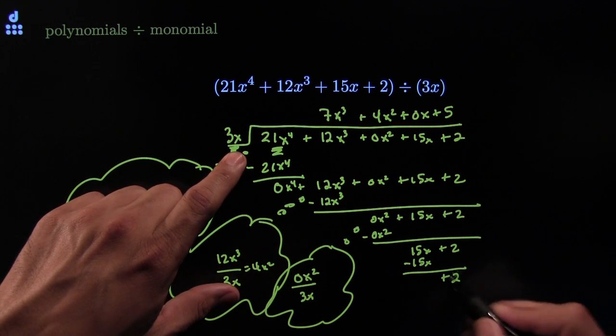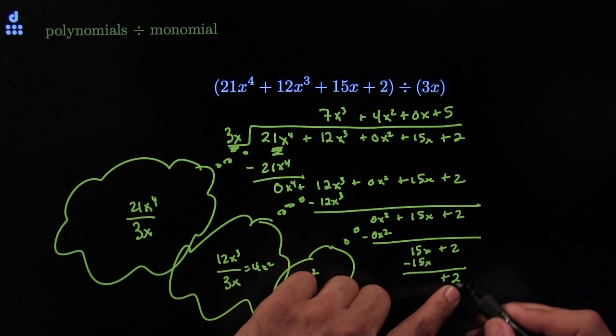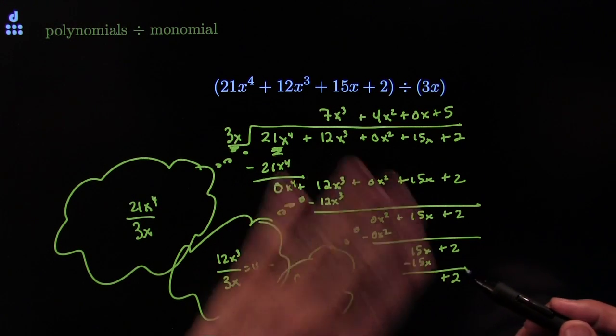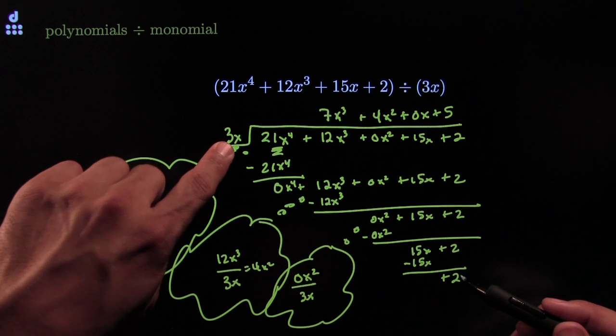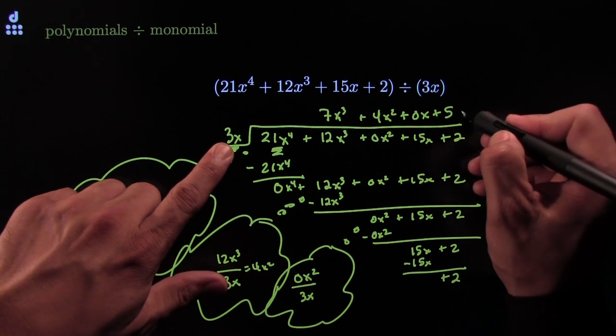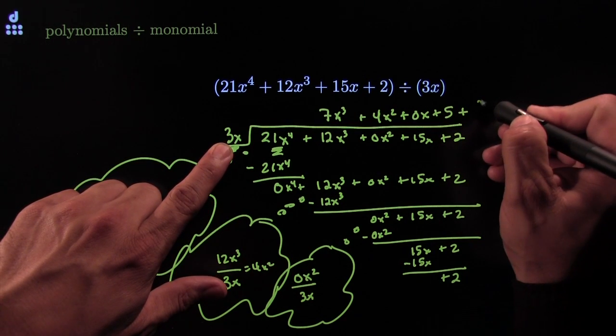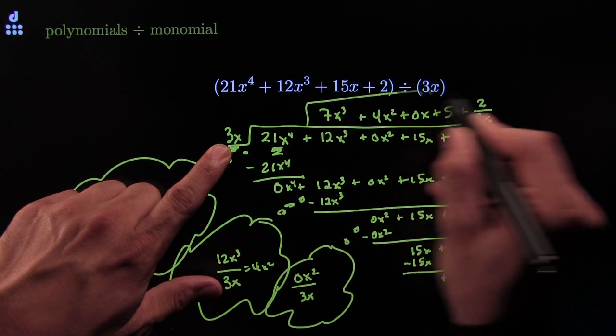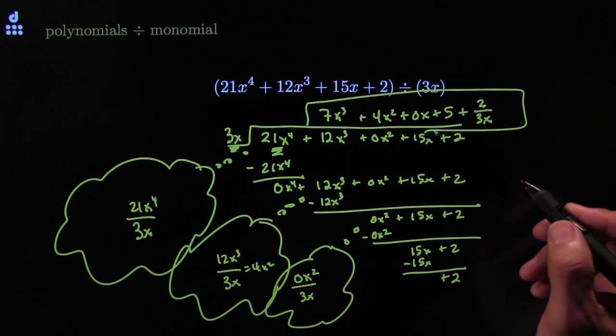And by now my remainder here is smaller than this one. The way you can tell whether something's smaller or not is you look at the degree. This has no more x's, so it's degree 0. This one is degree 1. So that's already smaller, so it's a remainder. 2 over 3x. And that right there is our answer.